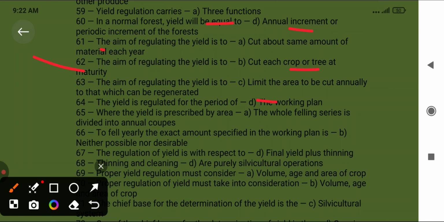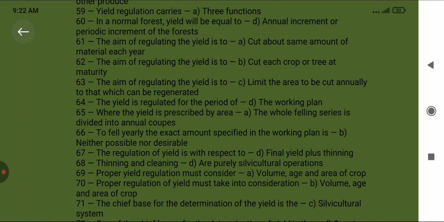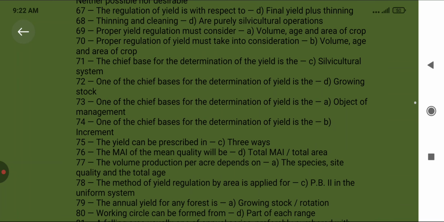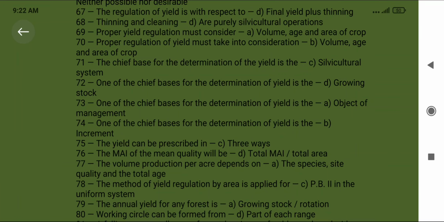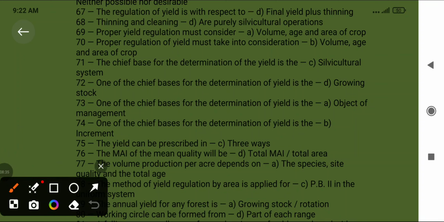The yield is prepared by area. The whole felling series is divided into annual coupes. The felling in the year of that exact amount specified in the working plan is neither possible nor desirable. The regulation of yield is with respect to final yield, while thinning and cleaning are purely silviculture operations. Proper regulation of yield must take into consideration volume, age, and area of crops.